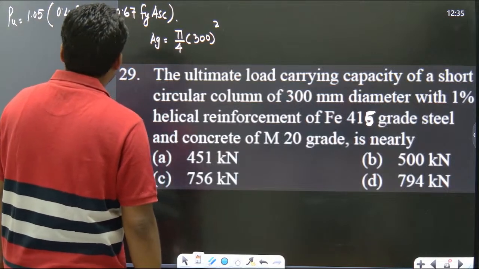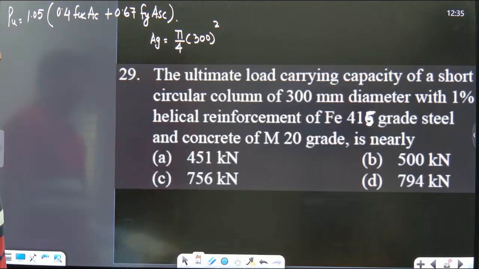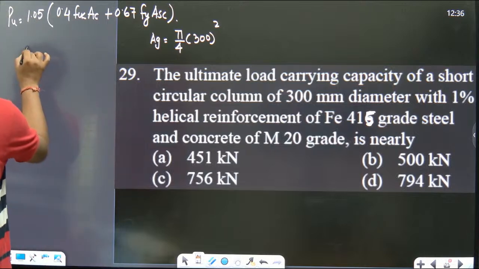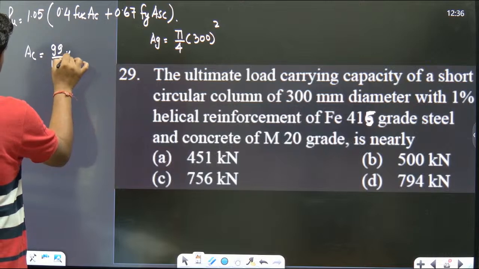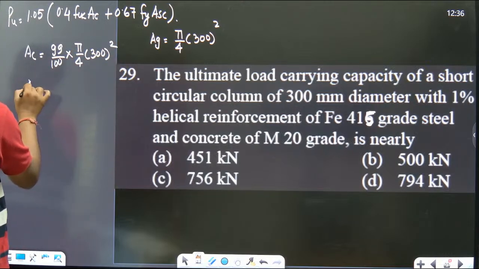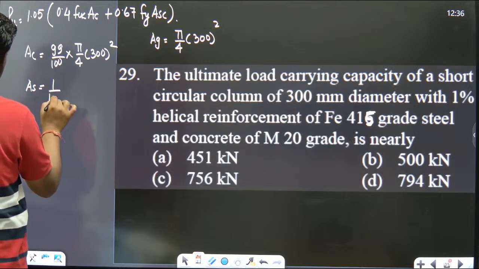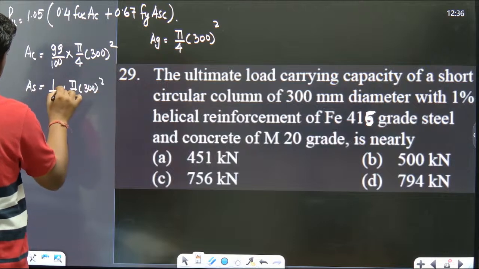So how about the area of concrete? That is 99%. Yes or no? So you can see the area of concrete is nothing but 99% of the gross cross-section area, 99% of pi by 4 into 300 squared. And what is the area of steel? Area of steel is nothing but 1% of pi by 4 into 300 squared. This is given in the question.